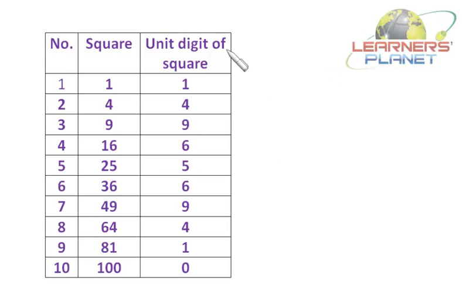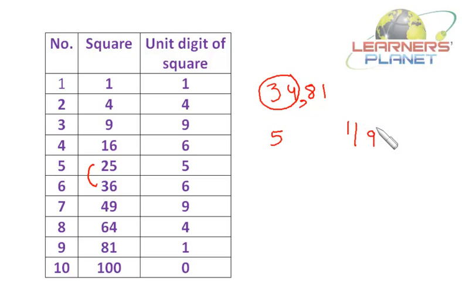Now I take one more example. 3, 4, 8, 1. Let's make the pairs. So 34 lies between the squares of 5 and 6. So we'll obviously have 5 at the tens place. For the units place we have two choices, 1 and 9. Now 5 into 6 is 30 and 34 is bigger than 30. So we'll be having the bigger number at the units place. So 59 is the square root of 3481.